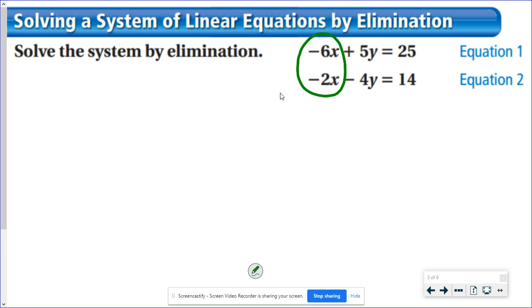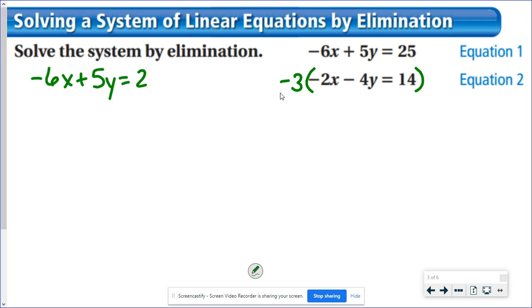That's what I want. So I want to make that negative 2x turn into a positive 6x. So I have to think about what I'm going to multiply by to make that happen. If I would multiply this equation by negative 3, that's going to do the trick for my x's. So let me write down what I have right now. My first equation doesn't change. Negative 6x plus 5y equals 25.